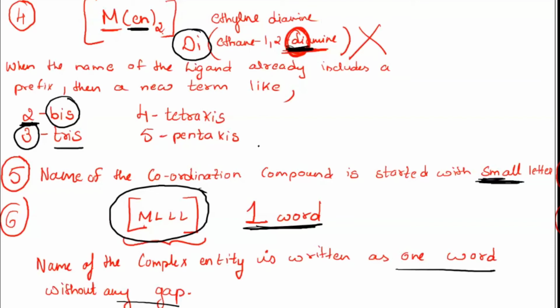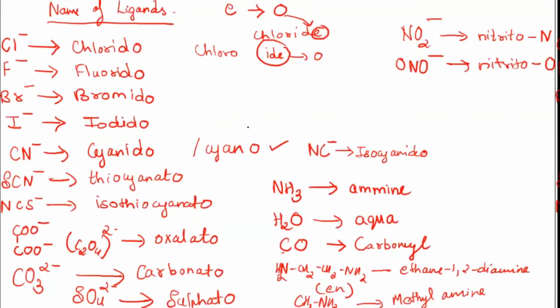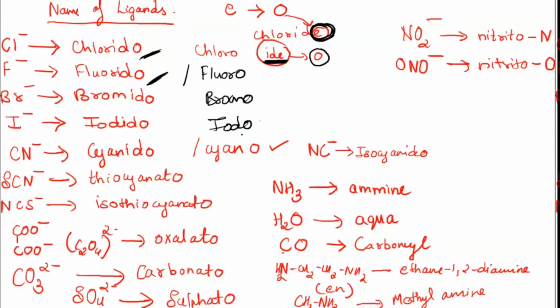And now you need to know the names of the ligands, which is important. Here you can see the list of ligands which we listed last class. If it is Cl minus, it is chlorido. If it is Br minus, it is bromido. We are ending the name with O. You are supposed to remove the E of the halide and replace it by O. You will also come across the old nomenclature, where IDE was replaced by O. So you will come across chloro, fluoro, and bromo. This is also correct and accepted. Iodo, where the ending is O itself.